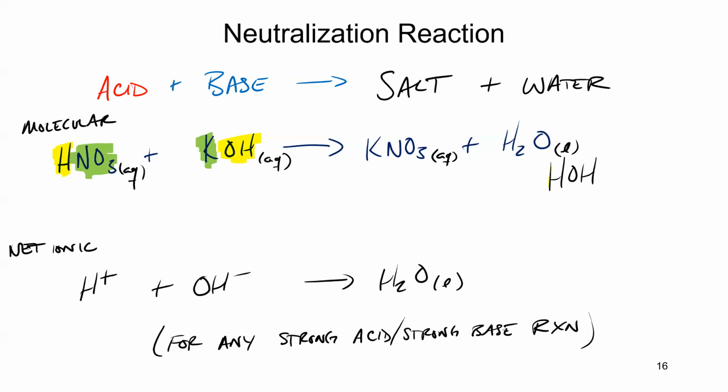So if we ever have a strong acid, strong base reaction, that's always going to be the net ionic. Right, absolutely. And again, part of the reason that strong acids are strong is because they're totally soluble. And so whatever salt you make when you have a strong acid, strong base reaction, that salt is going to be totally soluble as well, right? That's why we know that the salt will not be a precipitate.